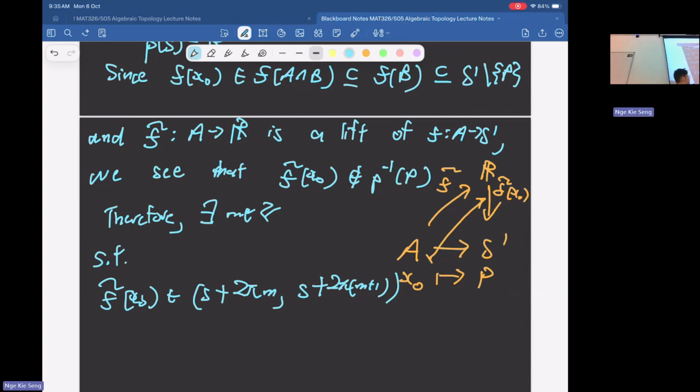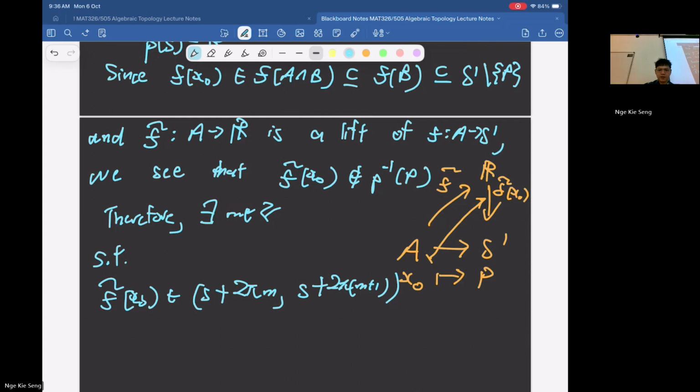Okay, so this S, remember, is something that maps to this P. So you just go around P, because you don't hit P, it must be somewhere. Okay. And then why is this M here? Because you might be in the first lap or second lap or third lap or negative lap. It depends on where you are.